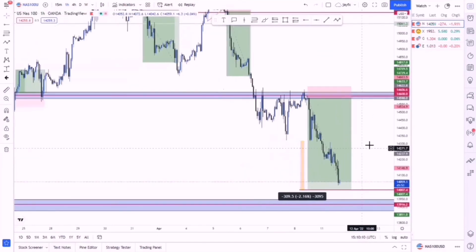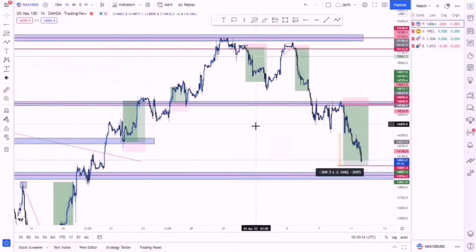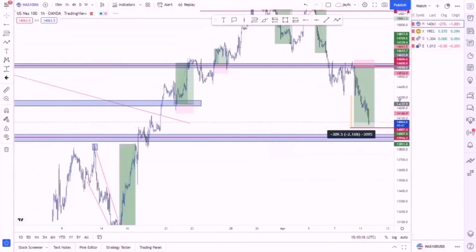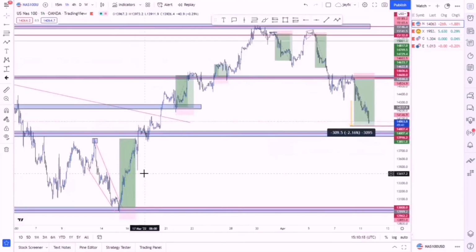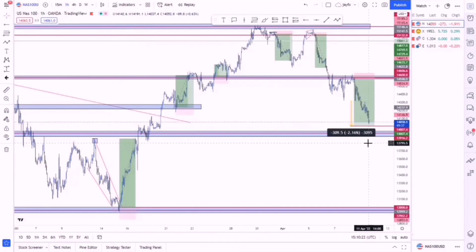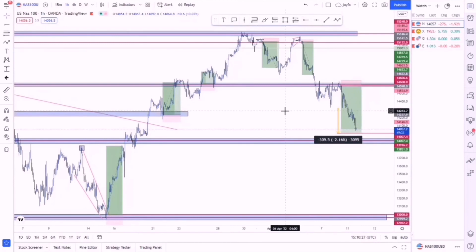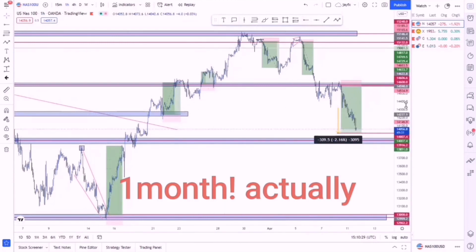So guys, this is actually how I was able to catch this beautiful movement. This is how I was able to dominate NASDAQ for the past, this started on the 15th of March and currently we are at the 11th of April. So let's say 2 weeks now. This is how I've been dominating NASDAQ.